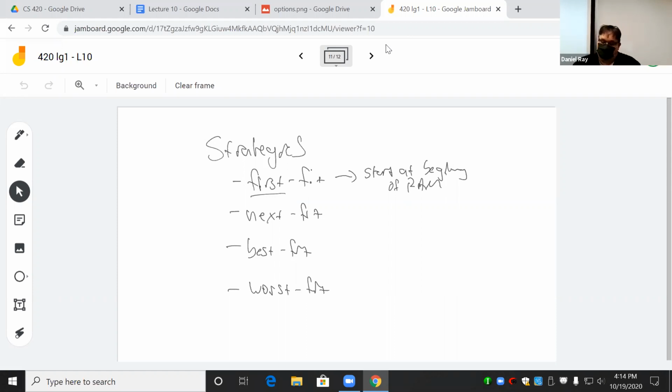Best fit, find the hole that is closest to the size that you need and use that. Now, what's the downside of that? Practically speaking. Well, you need to find a hole that is as close to the correct size as possible. So there's an optimization that's involved there. But there's an obvious problem with that.